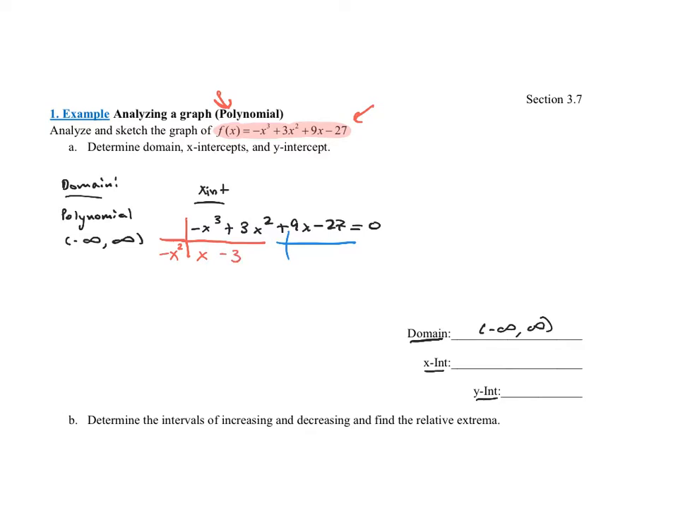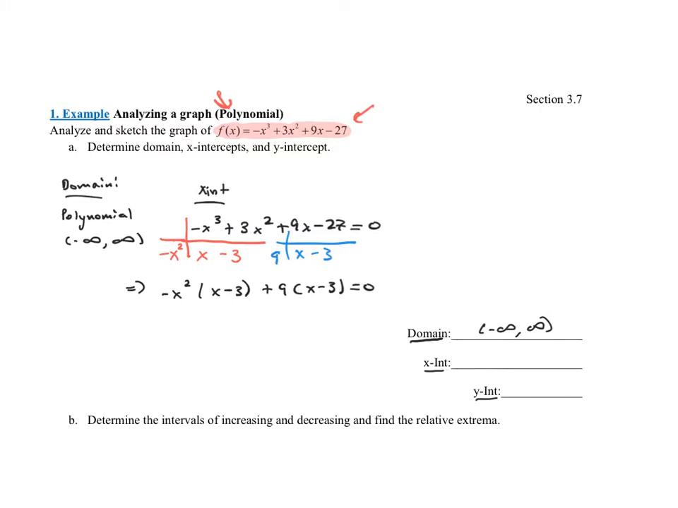Let's look at our second two terms, the 9x minus 27. Those have a 9 in common. 9x divided by 9 would leave us with an x, and negative 27 divided by 9 would give us a negative 3. So what are we saying? We're saying this is really the exact same thing as negative x squared times x minus 3 plus 9 times x minus 3 equals 0.